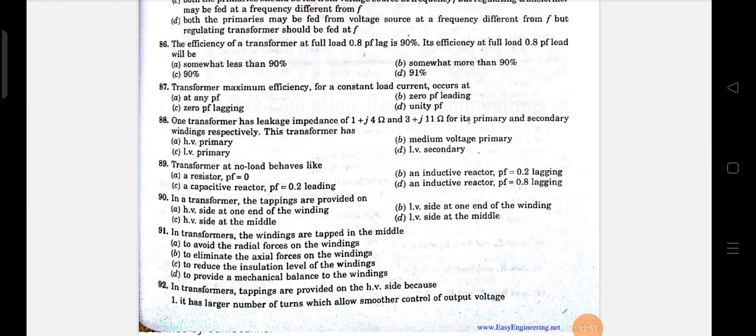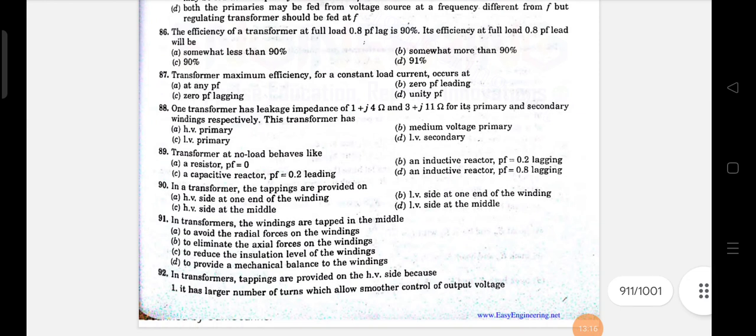Next, one transformer has a leakage impedance of 1 plus j4 and 3 plus j11 ohm for its primary and secondary windings respectively. This transformer has option A HV primary, option B medium voltage primary, option C LV primary, option D LV secondary. Now clearly observe the given impedances. Primary side impedance is Z1 equals 1 plus j4. Secondary side impedance is Z2 equals 3 plus j11.